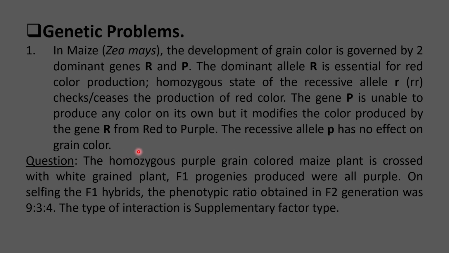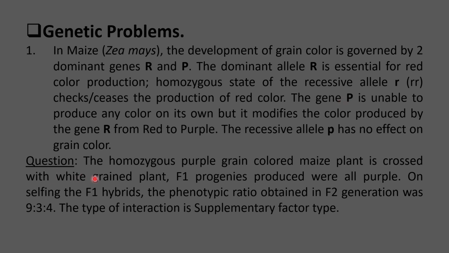So what can be understood from this paragraph? The dominant gene P and the recessive gene P have no effects on their own. Whenever the dominant gene P is present along with the dominant allele R, only then can P supplement the production of a new character. Otherwise, they have no color of their own, or no effect of their own.